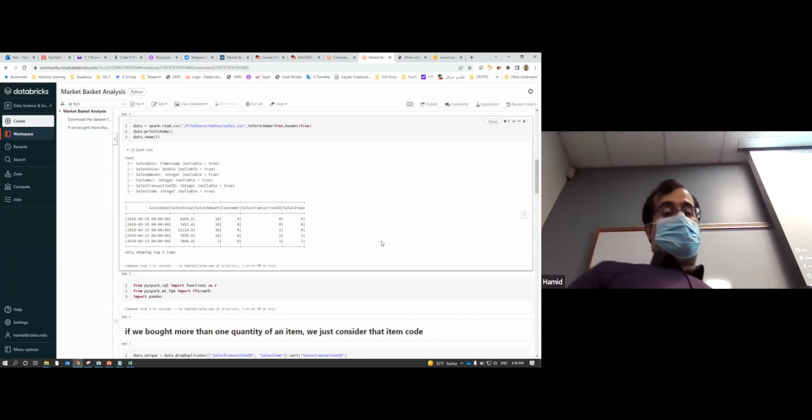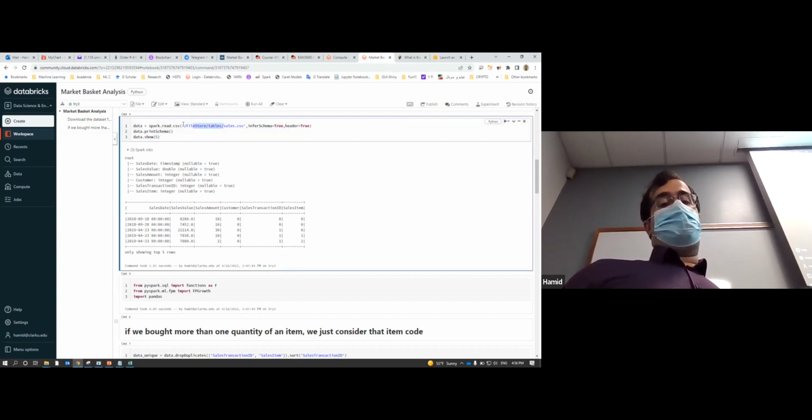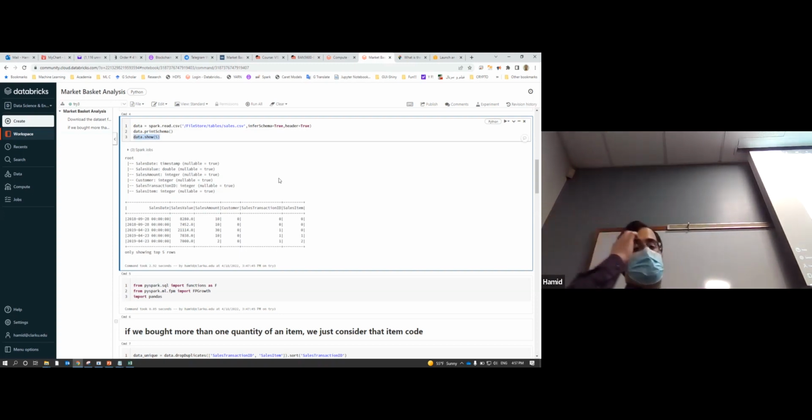In the next block of code, I'm just importing the sales CSV file. This is the default location of CSV files when you drag and drop into Databricks. I'm saying to infer the schema, meaning the data types, and that it has a header row, so the first row is the header. I'm printing the schema because I want to see what PySpark guessed, and I also want to look at the first 5 rows of my data. With data.show, I'm looking at the first 5 rows.